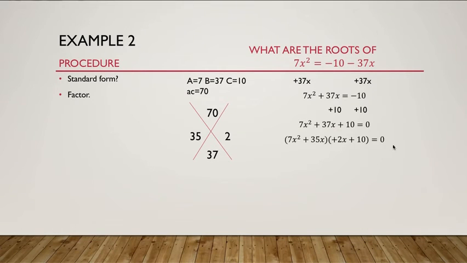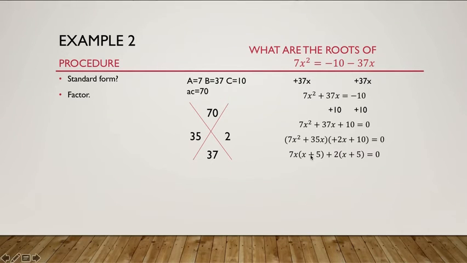And then we were able to start factoring by grouping. So here you see my 35x, my 2x. Those together would give me that 37x. Setting it up for factoring by grouping, in my first group, I can factor out a 7x. In my second group, I can factor out a 2.